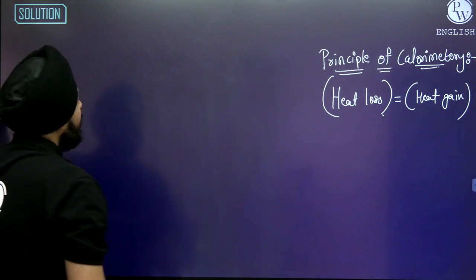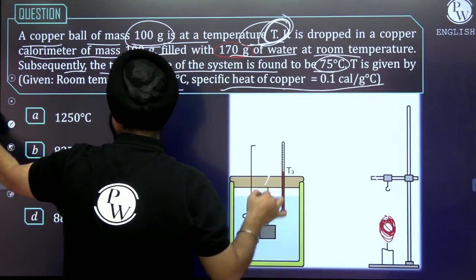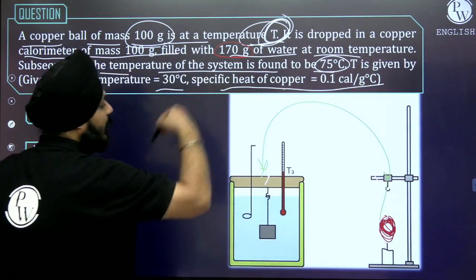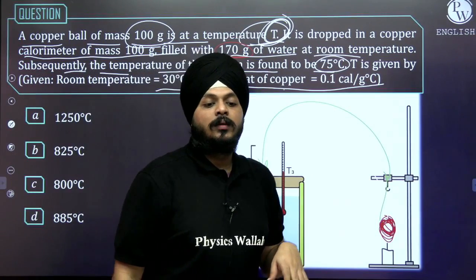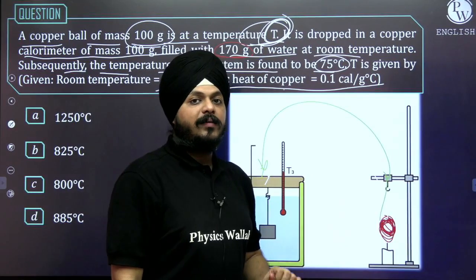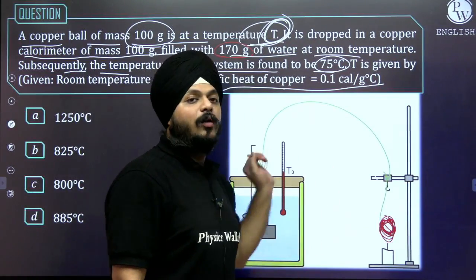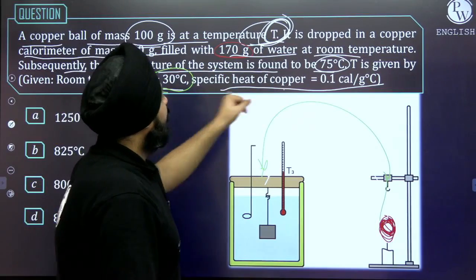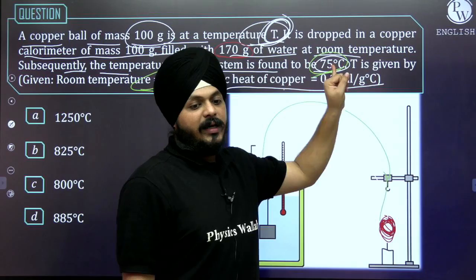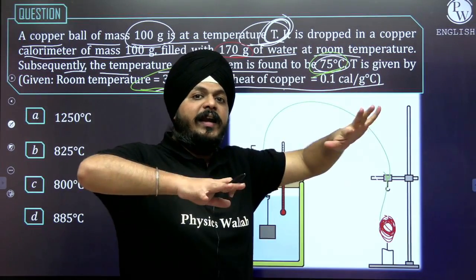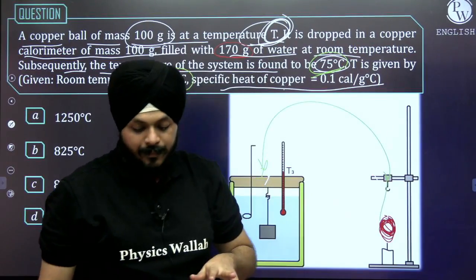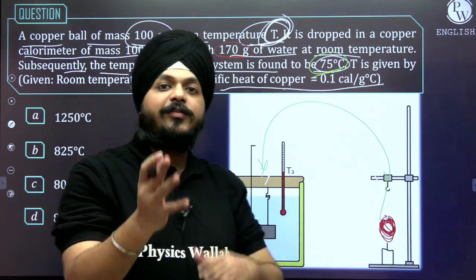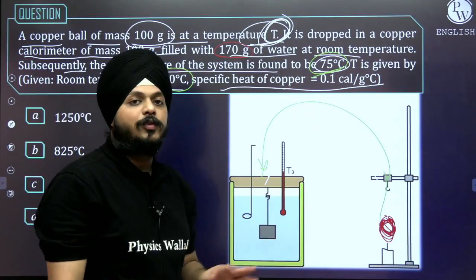Now in this case, the copper is dipped into the water, into the solution. You can see the copper ball is dipped into this solution. It means the copper is at the higher temperature, and the others are at the lower temperature. Initially, they were at room temperature. The final temperature of the system is 75 degrees, which means that at 75 degrees thermal equilibrium in the system has been attained, and after that no heat exchange will take place between the copper and the rest.